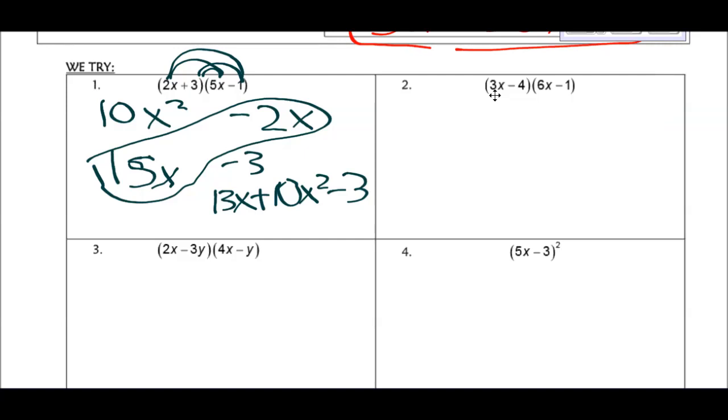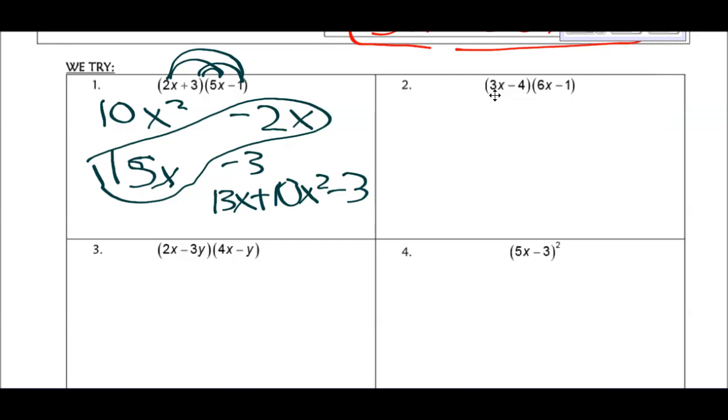Any questions about anything that we did? That was perfect. Any questions about anything there? Now, if you didn't follow that, please ask. Well, you wrote it out differently than I did, but it really doesn't matter. As long as you're getting each combination, 2x and 5x, 2x and negative 1, 3 and 5x, and 3 and negative 1, and you combine like terms, that's really all you need to do.